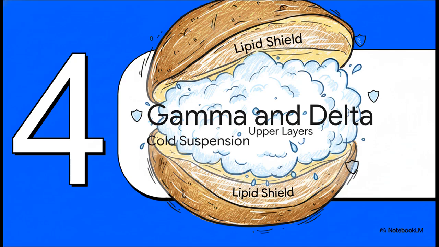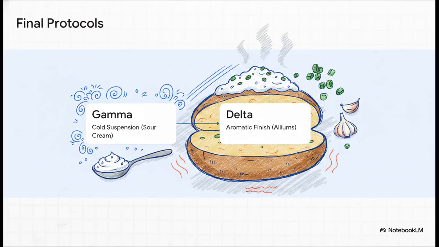With our lipid shield securely intact and completely hardened against moisture, we can finally introduce the highly unstable, water-heavy, and really delicate upper layers. We have to execute these final two protocols in a very strict sequence. This order is non-negotiable if we want to maintain distinct structural integrity and preserve those extreme temperature differences from the top layer all the way down to the bottom.